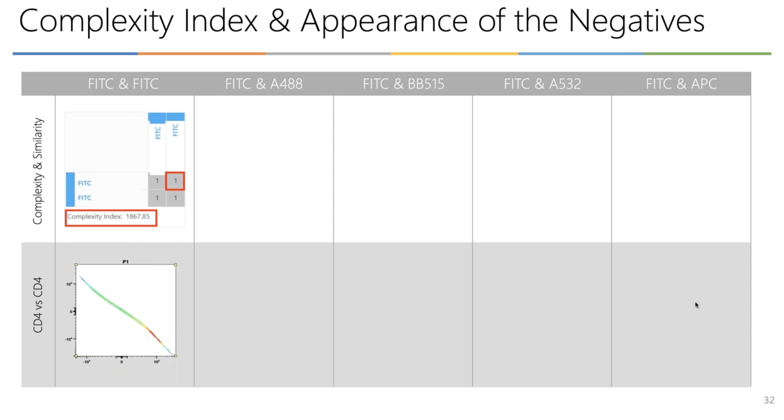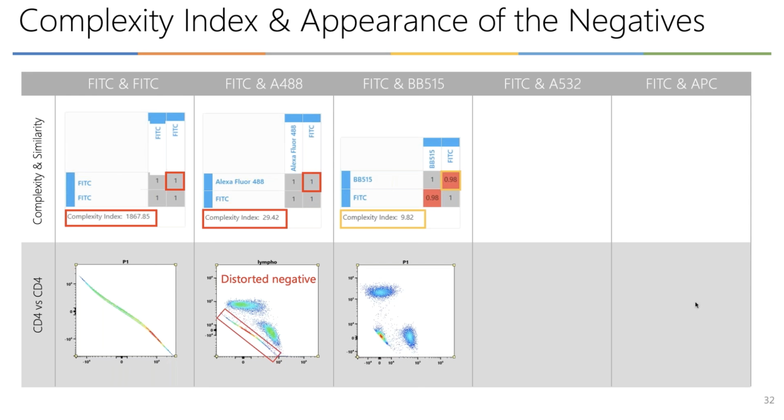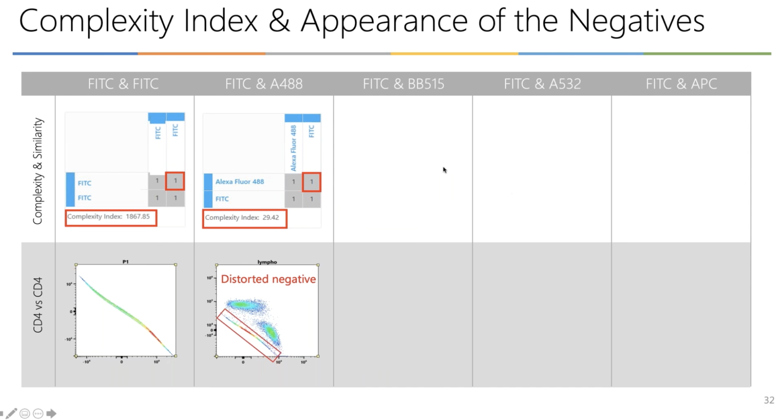FITC versus FITC is the same dye. If you try to unmix this, we are going to get a diagonal. It's exactly the same dye. FITC versus Alexa 488: FITC and Alexa 488 have a very high similarity index. They are almost the same. There are very little areas of difference, but it's not enough to resolve them, and we do not recommend using these two dyes in combination ever. See, you have a very high complexity index if you think about only two dyes.